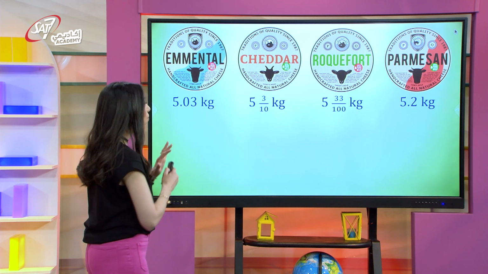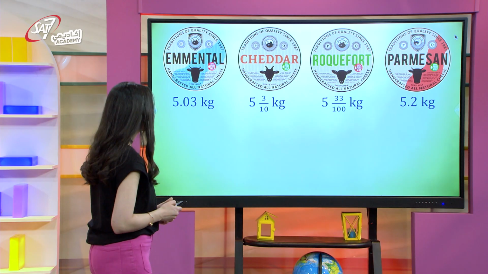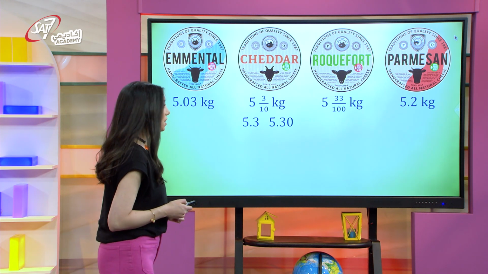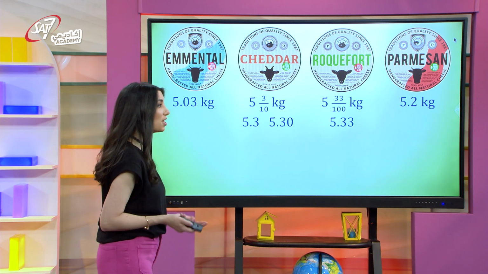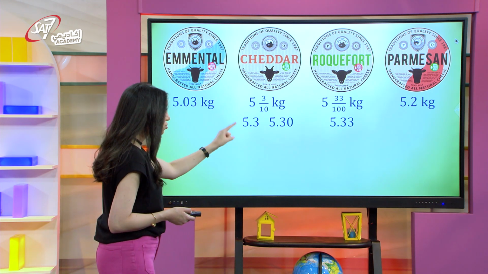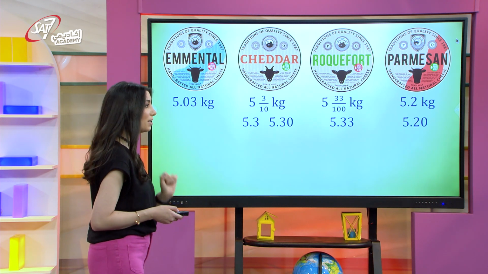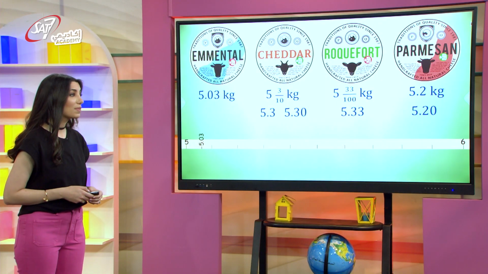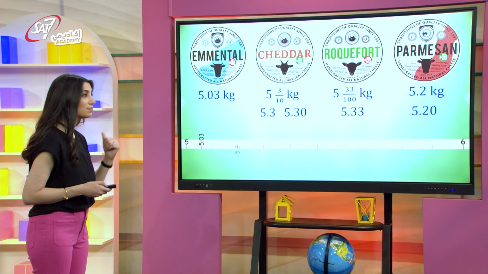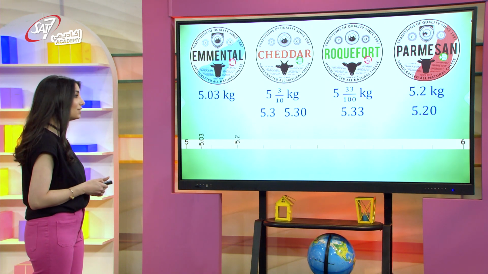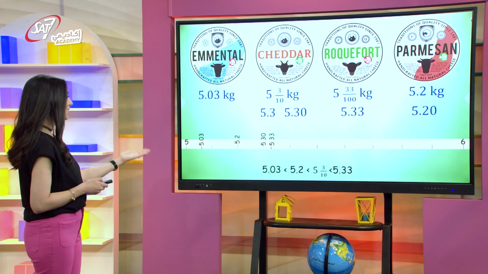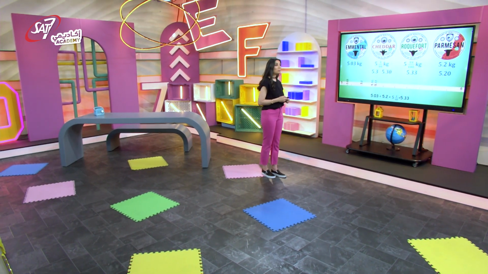First, let's transform all the fractions here into decimals. 5.3 out of 10 is equal to 5.3 or 5.30. 5.33/100 is equal to 5.33. And keep in mind that 5.2 is also 5.20. The smallest number is 5.03. Then comes 5.2. This is smaller than 5.30. And the greatest is 5.33. Here you go. Was it easy to order these numbers?